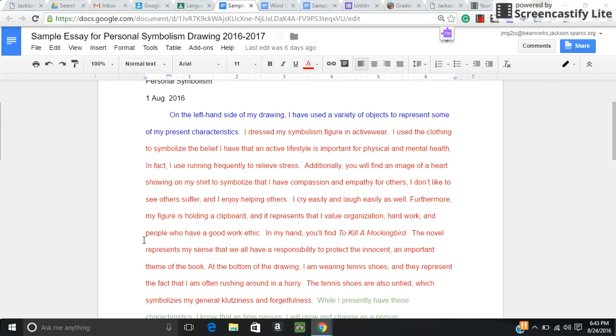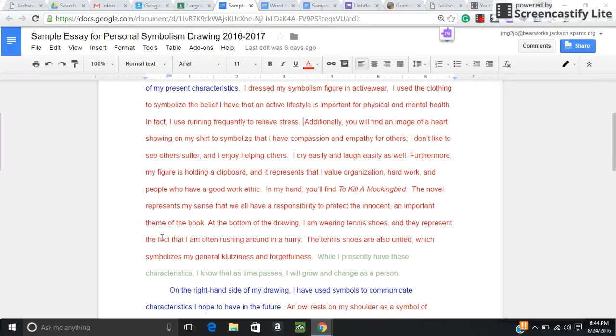The novel represents my sense that we all have a responsibility to protect the innocent, an important theme of the book. At the bottom of the drawing, I am wearing tennis shoes, and they represent the fact that I am often rushing around in a hurry. The tennis shoes are also untied, which symbolizes my general klutziness and forgetfulness. While I presently have these characteristics, I know that as time passes, I will grow and change as a person.